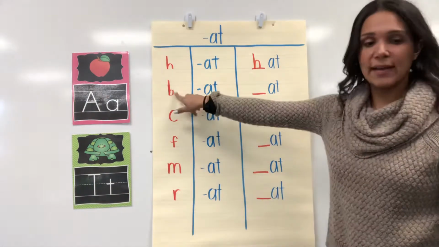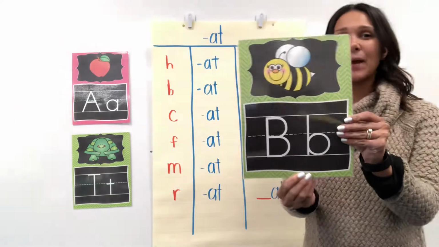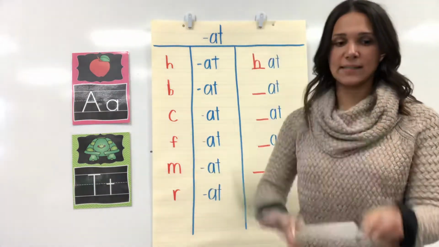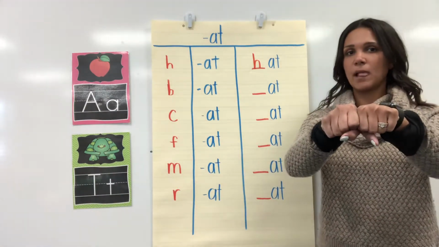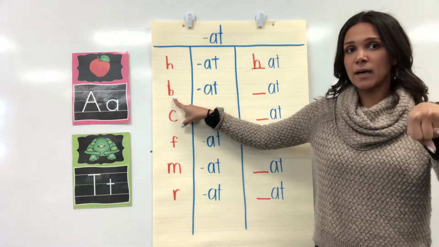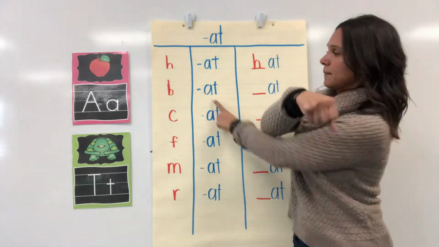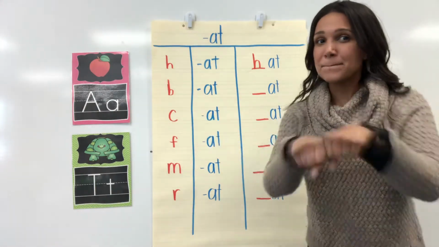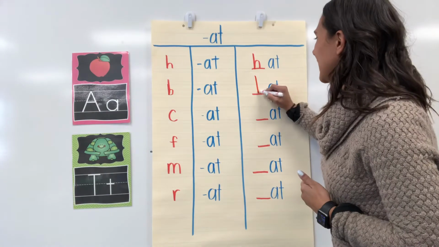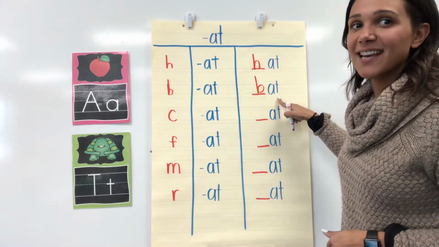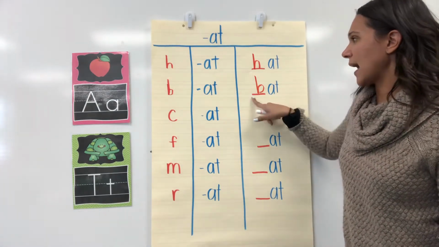Good. All right, let's do my next one. We have letter B. For letter B, B makes the B, B, B sound. Okay, so let's blend them together. Put your hands together. Here we go. B, B, B. At, at, at. B, at, bat. Nice job. I know that B, A, T spells bat. Good. Echo me. B, A, T spells bat, bat, bat.